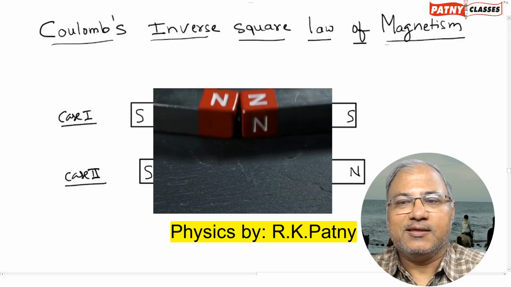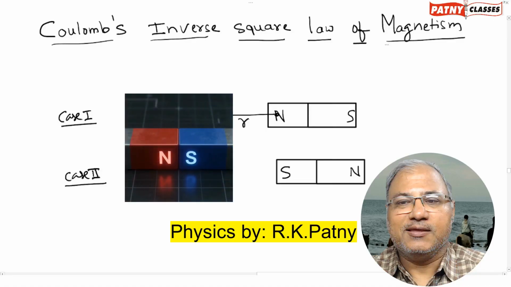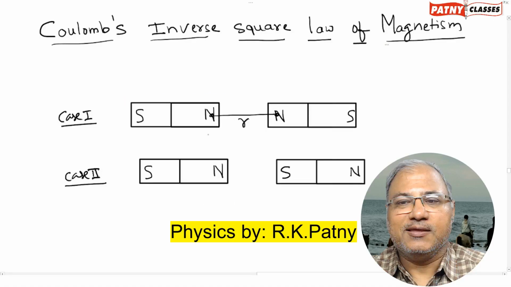In this video, let us talk about Coulomb's inverse square law of magnetism. It's a very easy concept. It is not at all rocket science, very easy concept. And as in electrostatics, there is a Coulomb's inverse square law in magnetism as well.